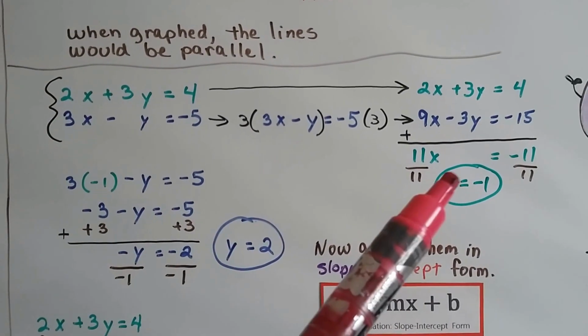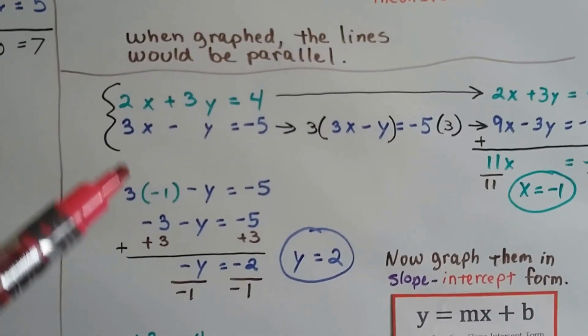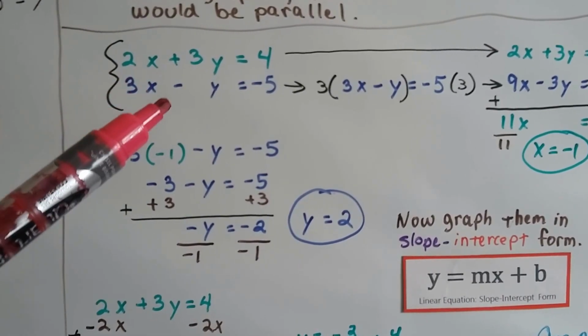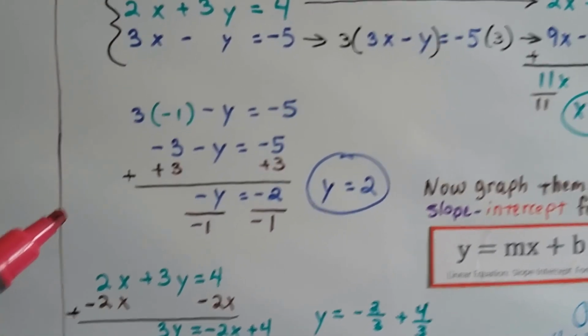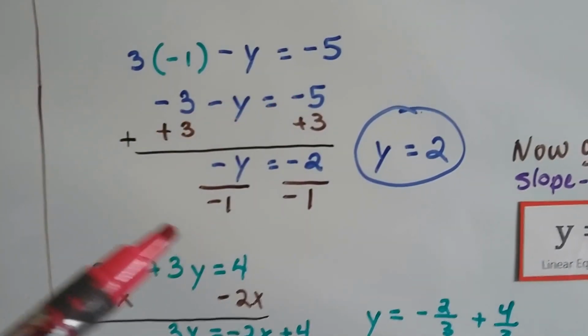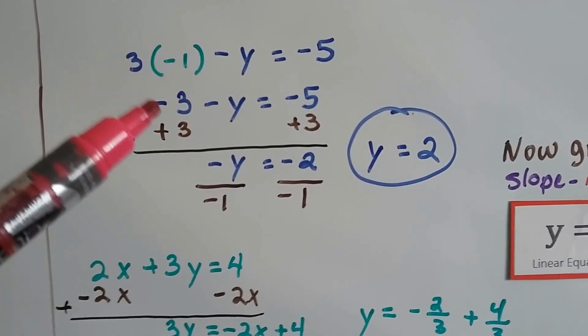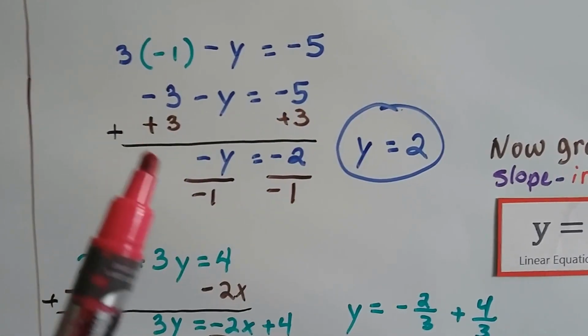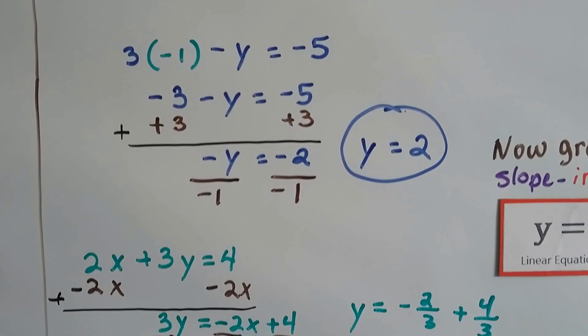Now we plug in that x equals -1 into this blue equation. So now we've got 3 times -1 minus y equals -5. And that just means we have -3 minus y equals -5, don't we? 3 times -1 is -3. Now we can add 3 to each side of the equation, and we get -y equals -2.